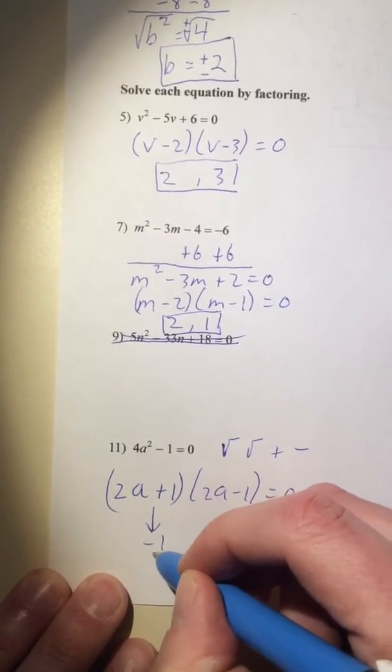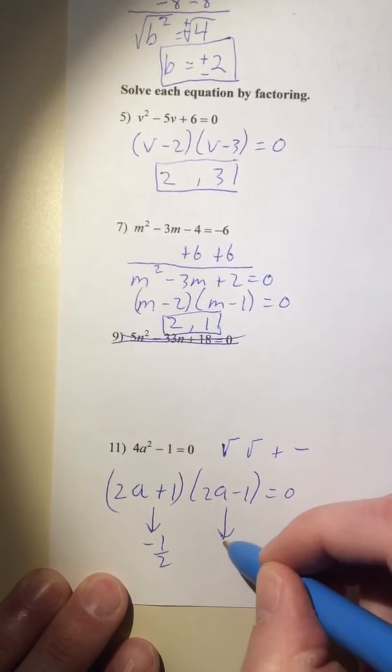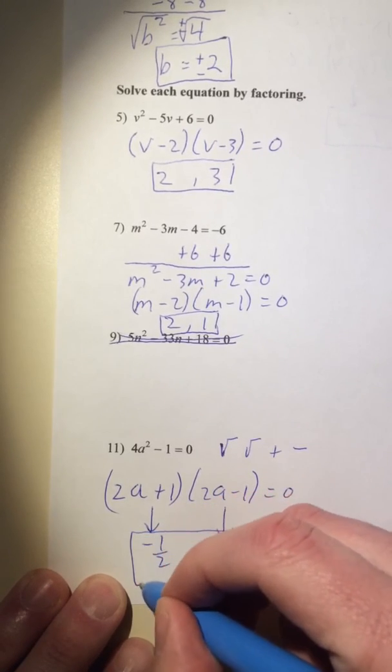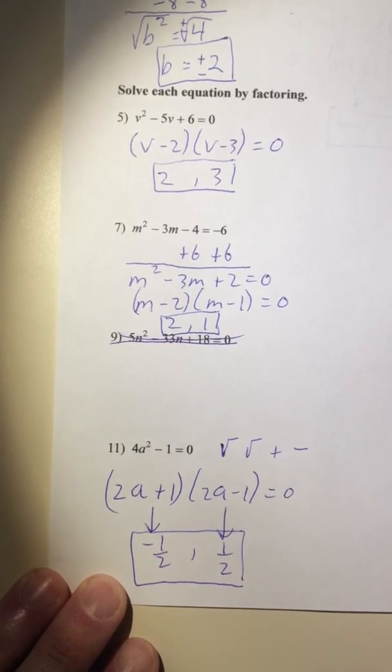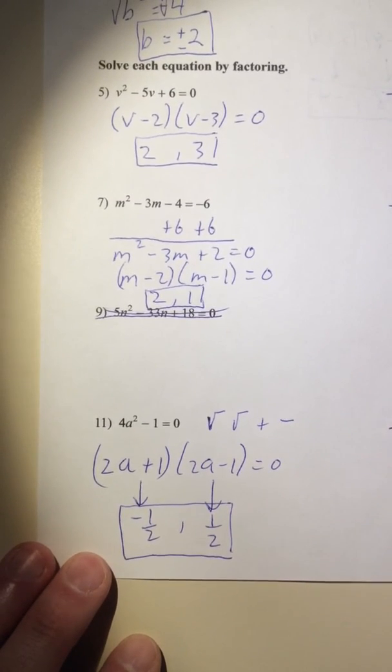Here we have negative 1/2 because we flip the sign and put it over that. And here we have positive 1/2 because we flip the sign and put it over the coefficient. And we're done. And that is all I have to say about that. So that's your lesson on solving quadratics by factoring.